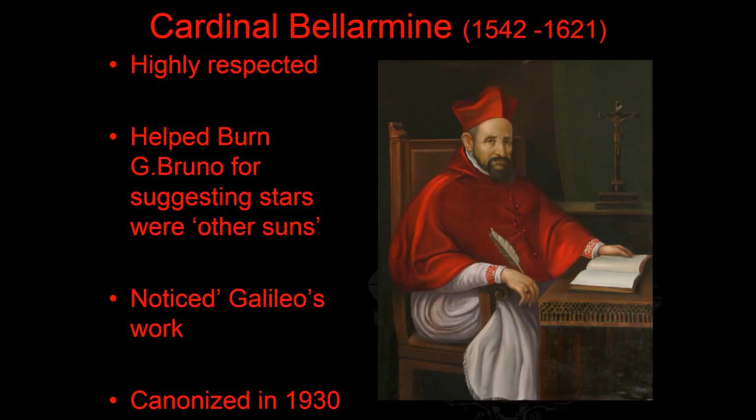So Cardinal Bellarmine was a highly respected man, but had previously been involved with the execution of Giordano Bruno, where he was burned at the stake for suggesting that stars were other suns and that there were planets moving about them the same as the sun. And it was Cardinal Bellarmine that noticed Galileo's work. Bellarmine himself was actually a very active cardinal and was canonized in 1930 and did a lot of good works, but he did not like Galileo and his work.